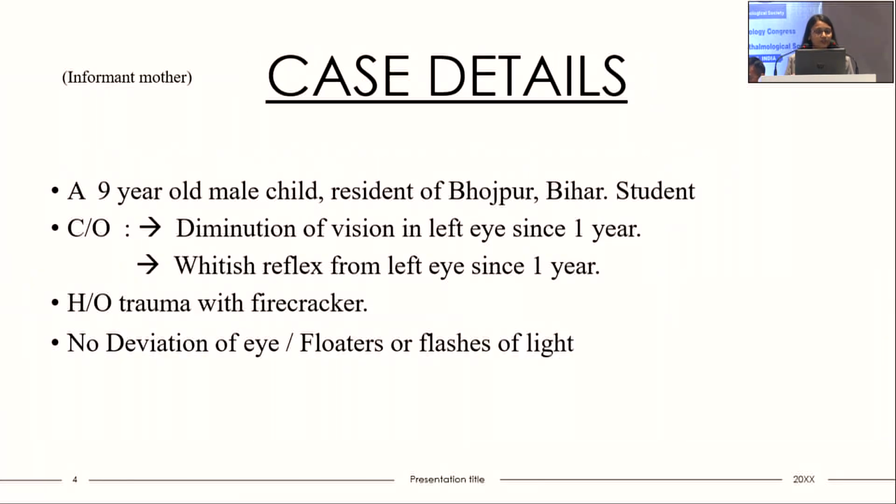This case is of a 9-year-old male child, resident of Bhojpur, Bihar, who came with complaint of diminution of vision and whitish reflex from the left eye since 1 year. There was history of trauma to the left eye with a firecracker a year back. No deviation of the eye, floaters or flashes of light was seen.